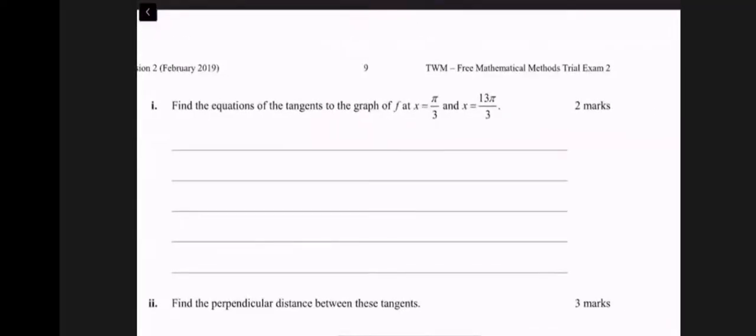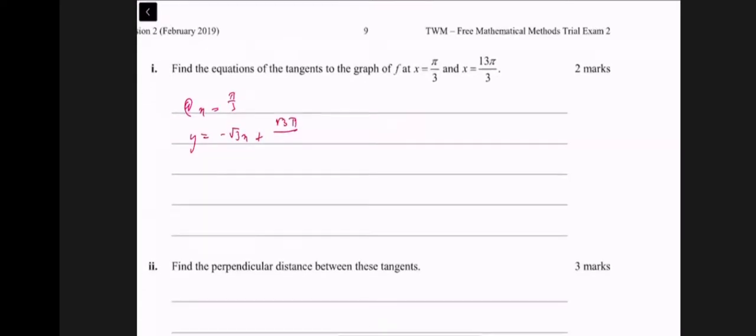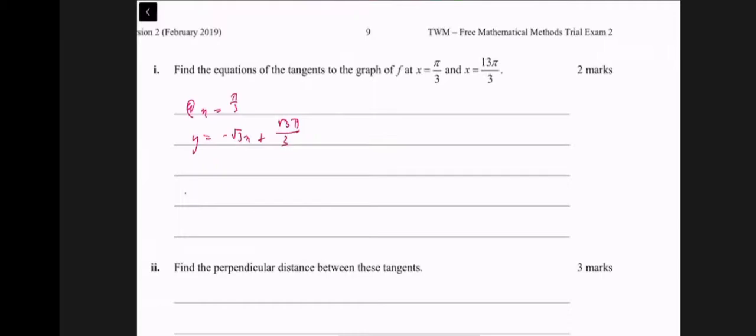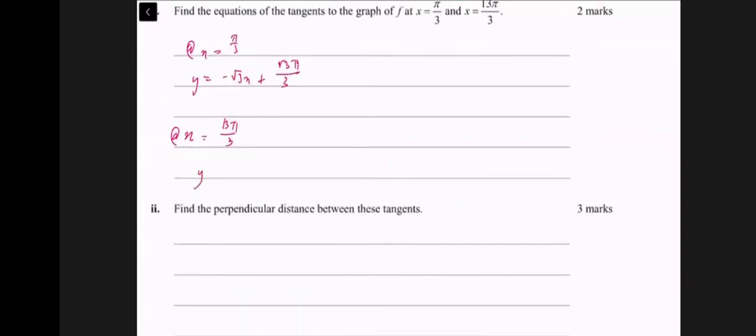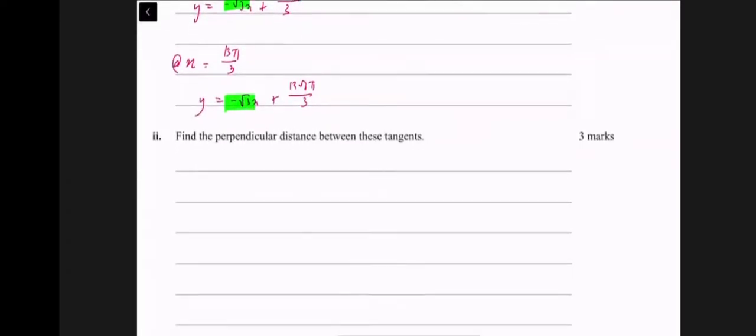So find the equations of the tangent. So this is just a CAS question. So at x equals pi on 3, just put into your CAS and you get minus root 3x plus root 3 pi on 3. And then at x is 13 pi on 3, again, in your CAS, you get minus root 3x plus 13 root 3 pi on 3. And just make sure that the gradients are the same in case your CAS did anything weird. If your gradients are the same, then all should be good.